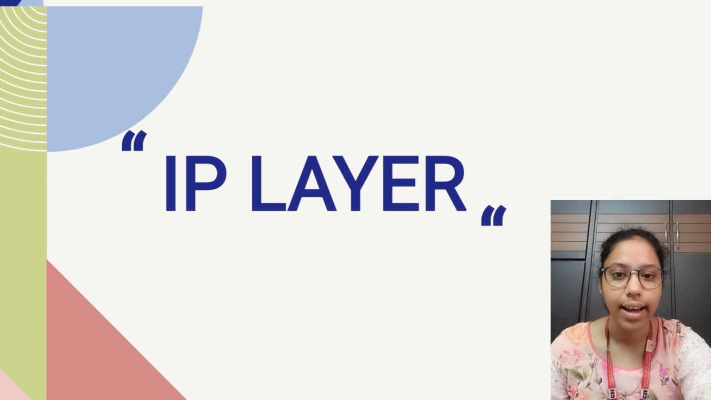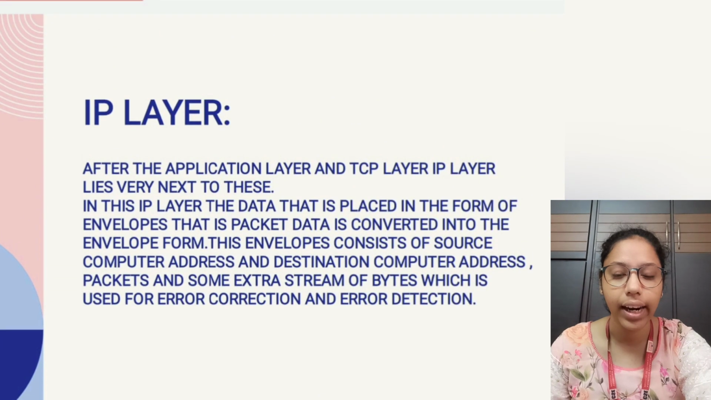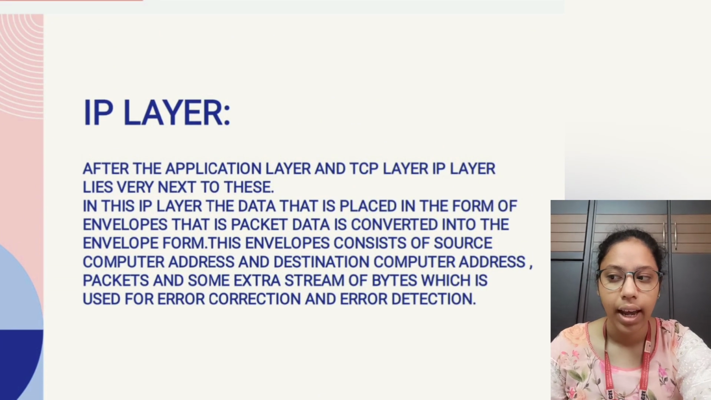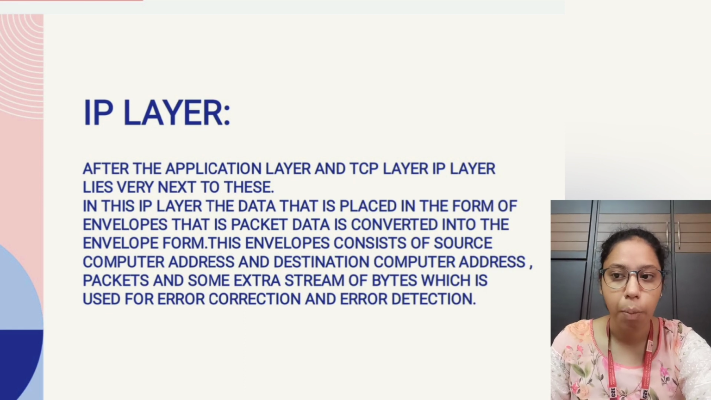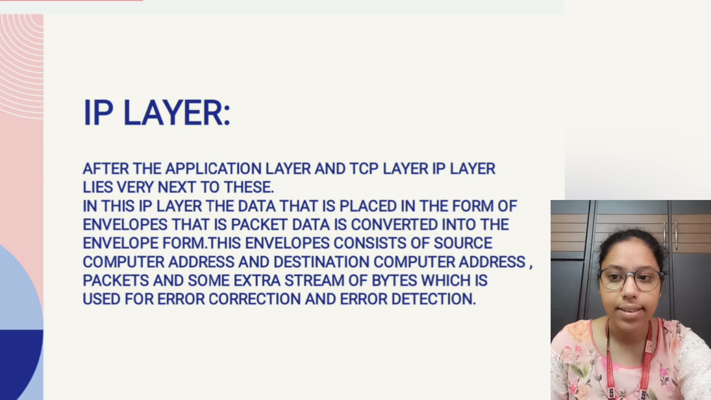IP layer is the next layer after the application layer and TCP layer. In this IP layer, the data is packed and converted into envelope form. These envelopes consist of the source computer address and destination computer address, packets, and some extra stream of bytes which is used for error correction and error detection.